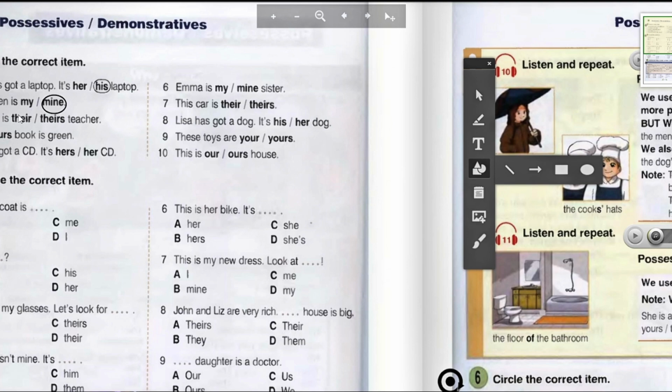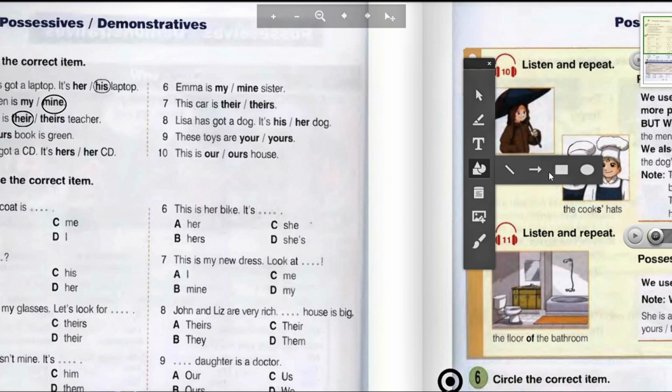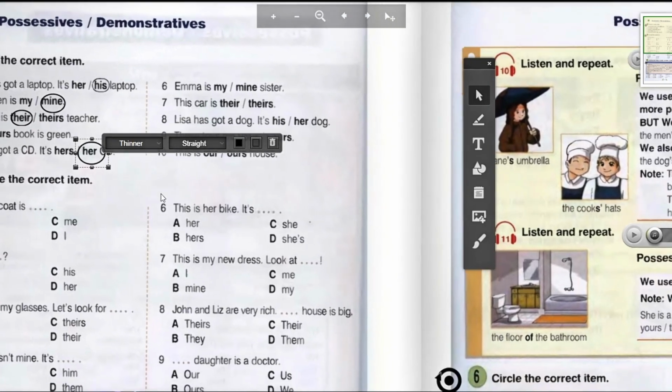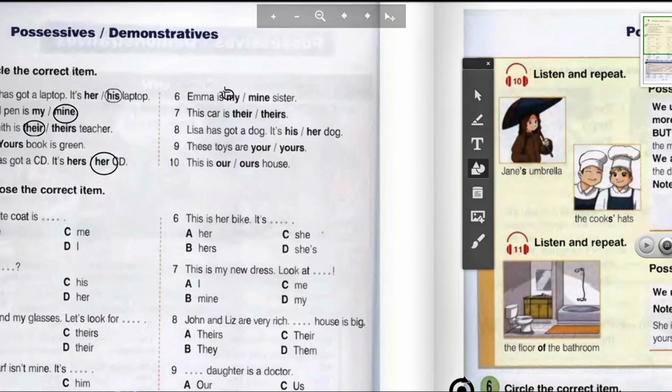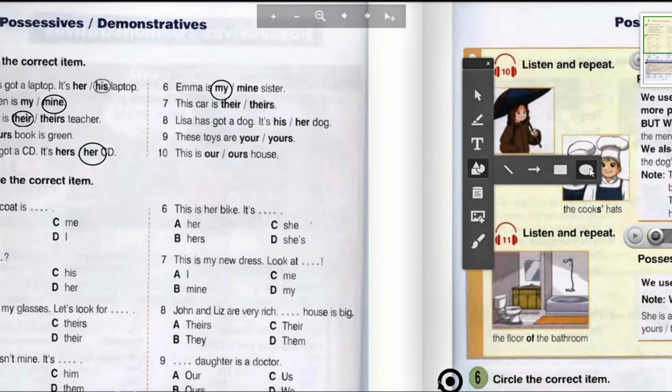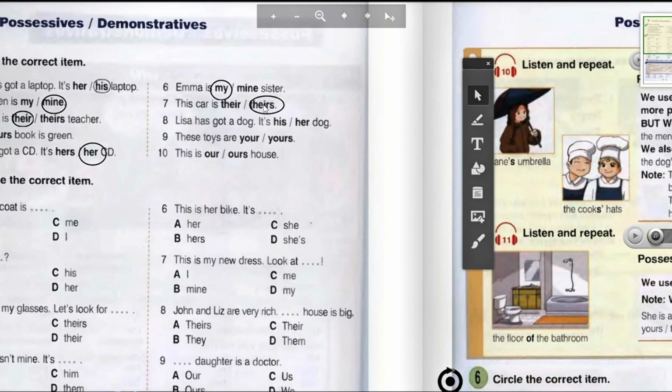The next one, Mrs. Smith is their teacher. The next one, your book. Your book is green. Kitty has got a CD. It is her CD. Now Emma is my sister. So this car is theirs. We use theirs because there is no noun. Yəni özündən sonra isim yoxdur deyənə biz theirs istifadə edirik.